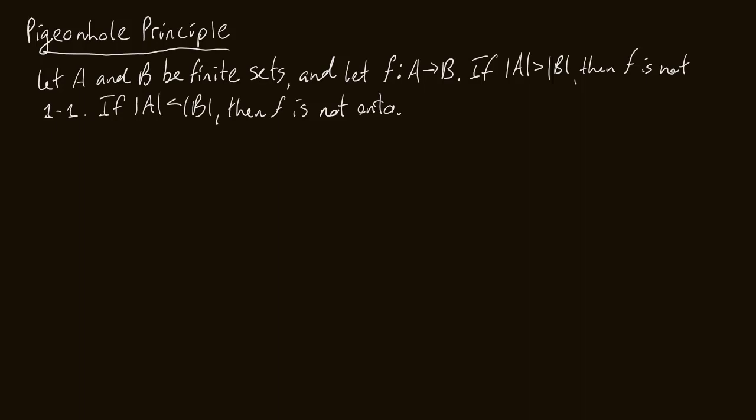So here's our definition. Let A and B be finite sets, and let f be a function mapping A to B. Now, if the size of A is greater than the size of B, then f is not one-to-one. And if the size of A is less than the size of B, then f is not onto. Now, if you have a good understanding of what onto and one-to-one mean, then these facts should seem pretty obvious to you, right? But why do they actually matter? How are we going to apply this? Well, let's think about this, for example.